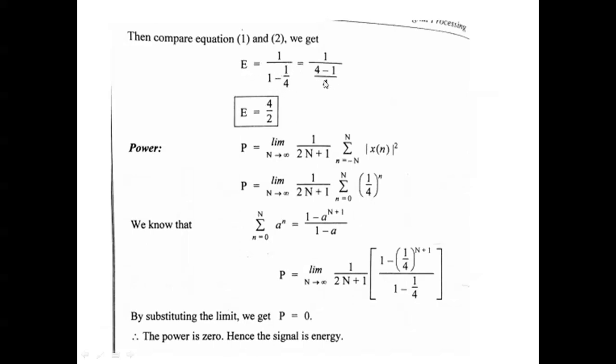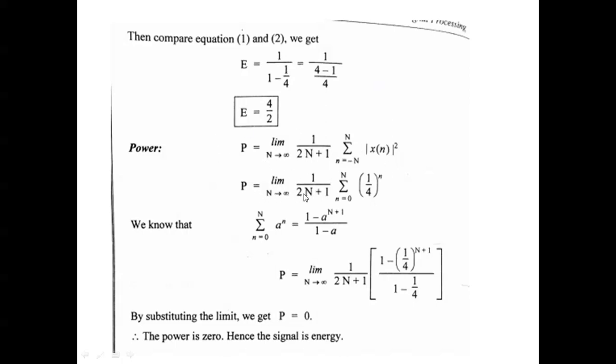So you have to take the LCM. So it is 4 minus 1 divided by 4. The 4 will go there, and the remaining value will be here. So E is equal to 4 by 3. So this is the energy value, and for the power value, there is a formula given.